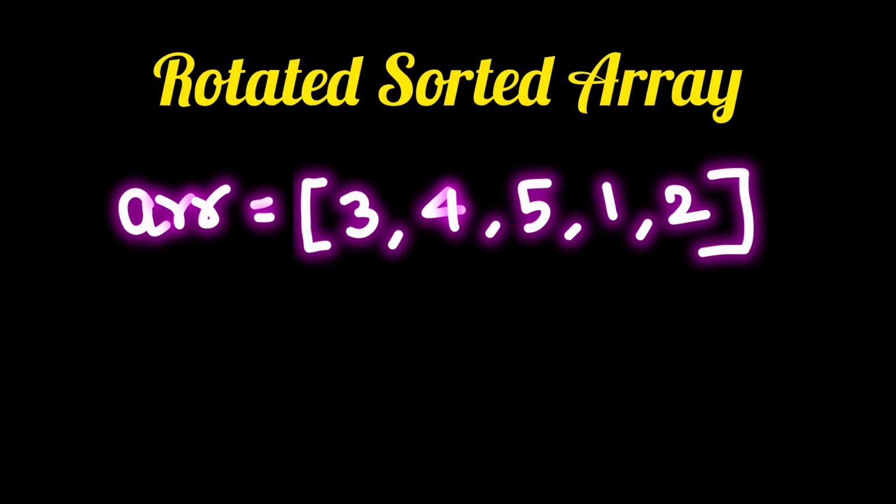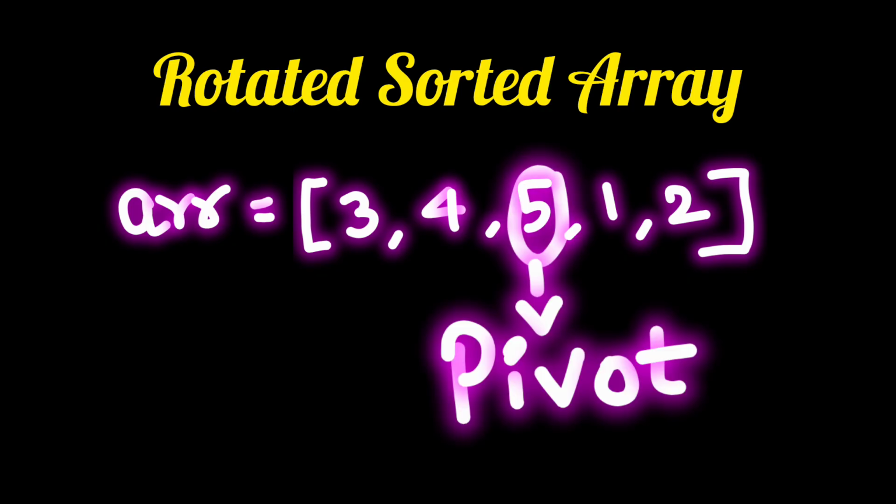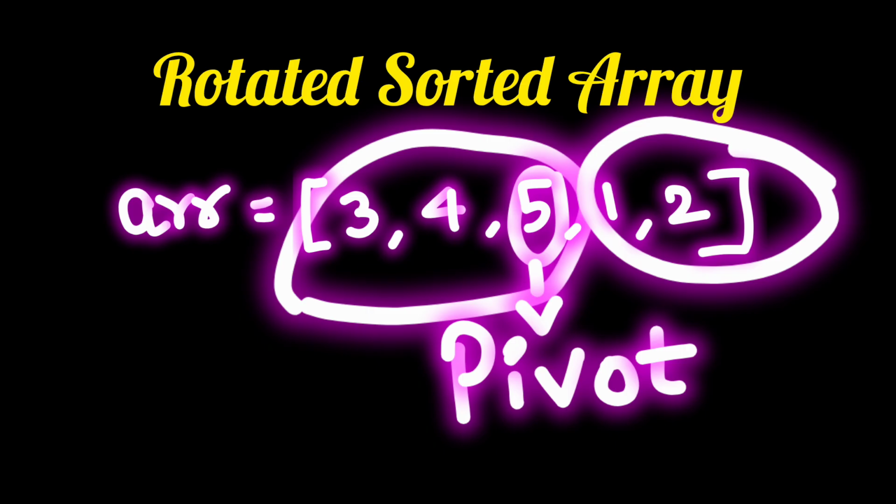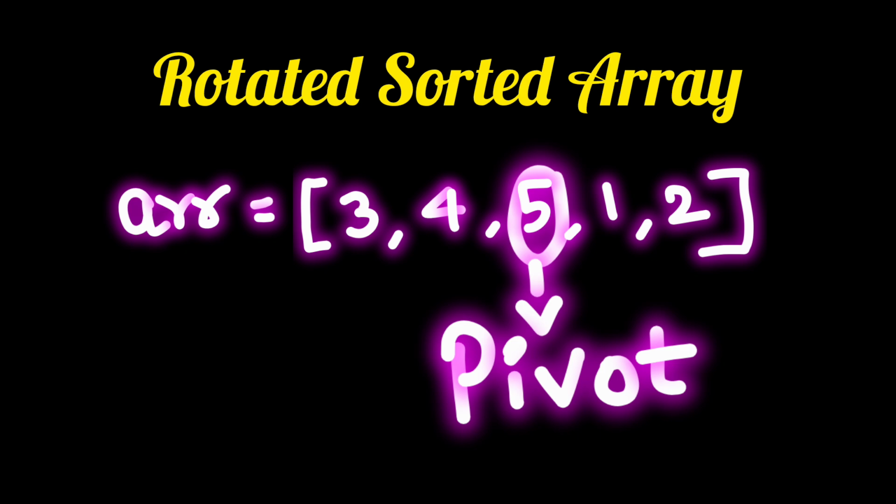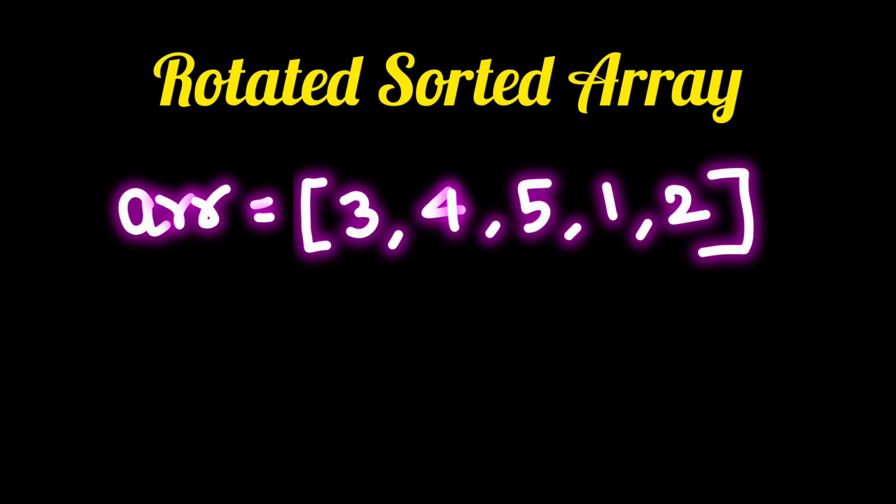So how are we going to solve this problem? We will be using binary search with a twist. That is, we will be choosing a pivot element and finding the position within two sorted arrays. So we take the pivot element as 5. Now we have two sorted arrays, 3, 4, 5 as one sorted array and 1 and 2 as another sorted array. Now we need to search in 3, 4, 5 with one binary search and 1 and 2 with another binary search.